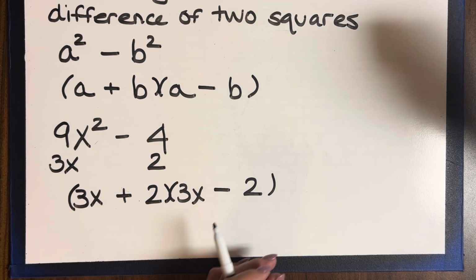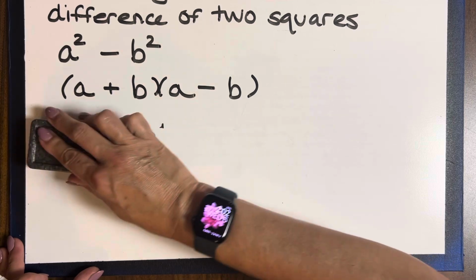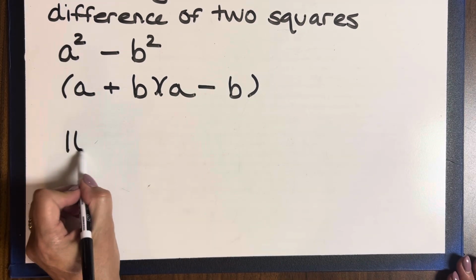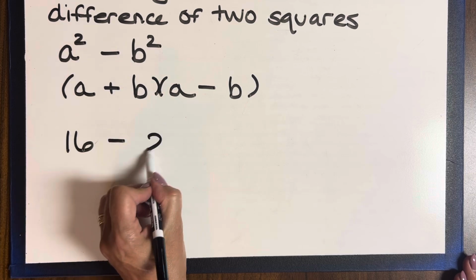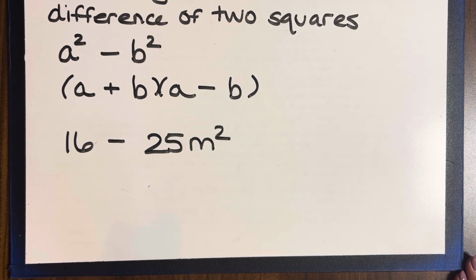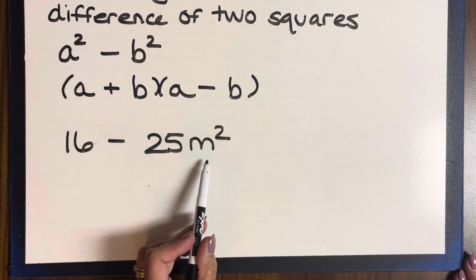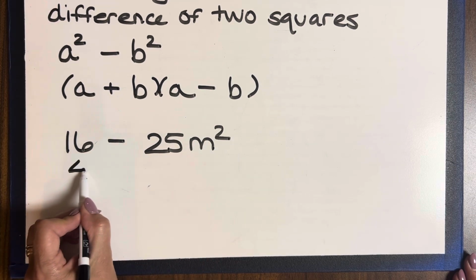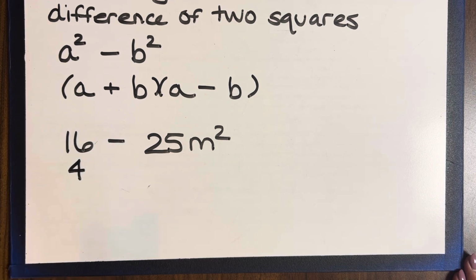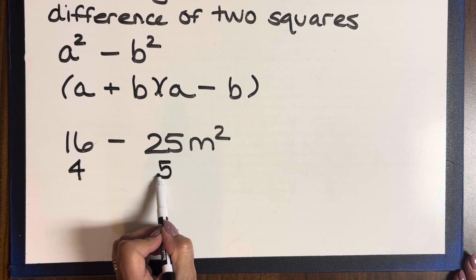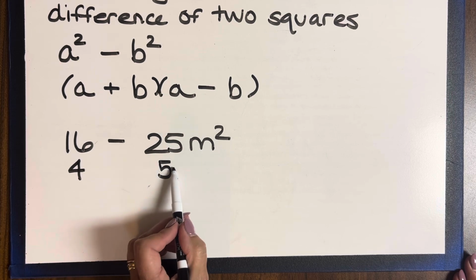So let's try one more. And this time we're going to put the number first, and then we're going to put a variable. So let's try this: 16 minus 25m squared. Again, the square root of 16 is 4. The square root of 25 is 5. And the square root of m squared is m.